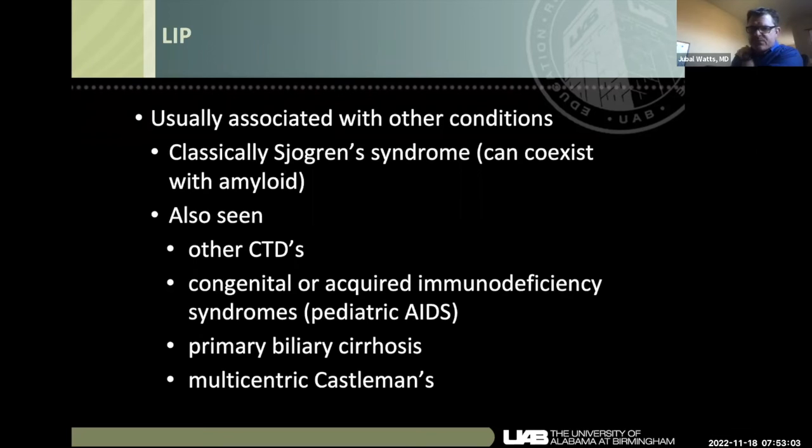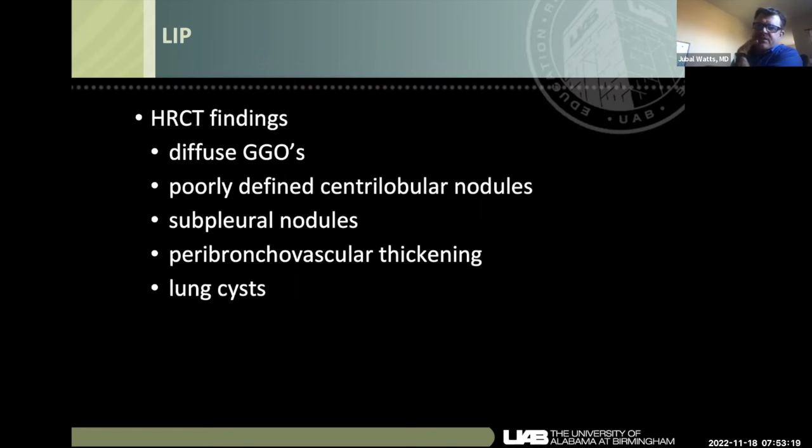Classically seen with Sjogren's syndrome, but you can see it in other connective tissue diseases. You can also see LIP in people with immunodeficiency syndromes. For some reason it tends to be common in pediatric AIDS patients, or multicentric Castleman's. So the HRCT findings are ground glass densities, poorly defined centrilobular nodules, which is kind of the follicular bronchiolitis part, peribronchovascular thickening, and then you get the lung cysts.